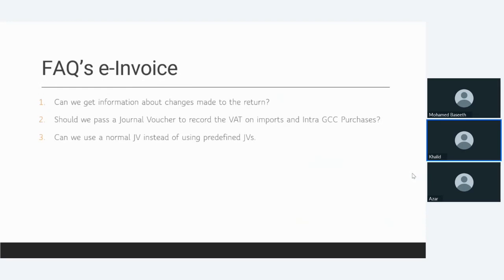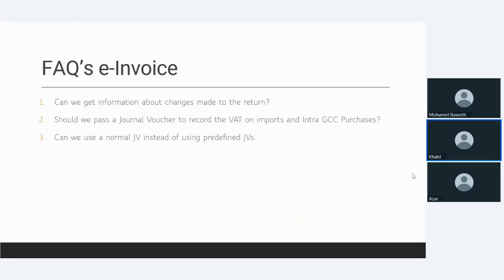Quick questions that normally come to us. Can we get information about changes made to the return? Yes. Your return transaction book shows you when it was modified, what was the modification done.